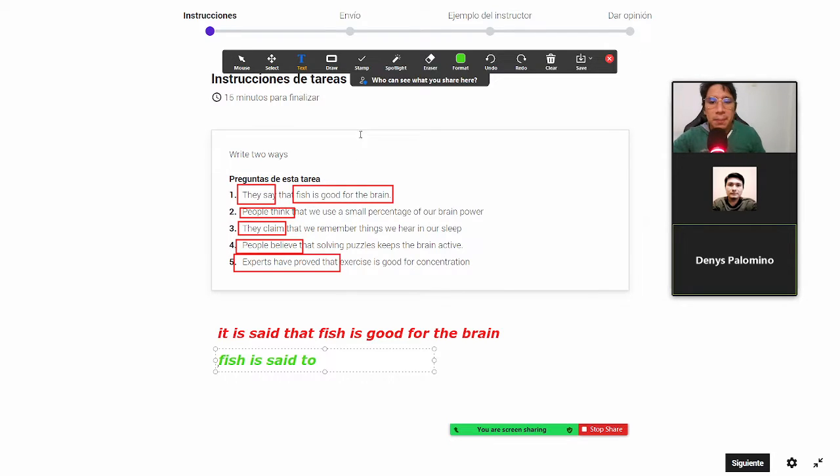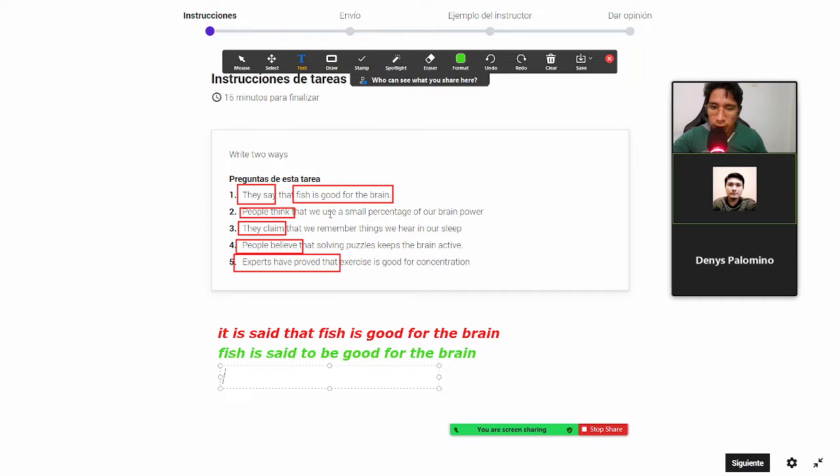Ahora, mi cláusula 2, ¿en qué está? ¿En presente, pasado, futuro? Present simple. ¿Qué pasa cuando está en present simple? Infinitivo. To be good for the brain. A ver, el número 2.